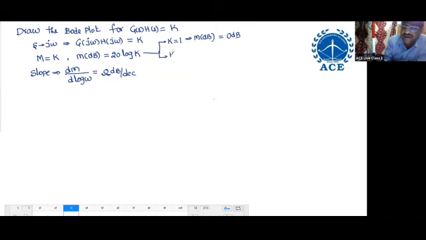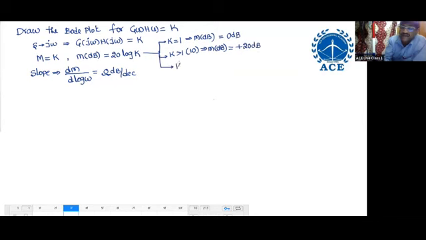K, for example, greater than 1. I'll take, for example, 10. What is the magnitude in dB? If you take K equal to 10 and substitute it here, what will I get? 20 log 10. 20 log 10 becomes what? Plus 20 dB.